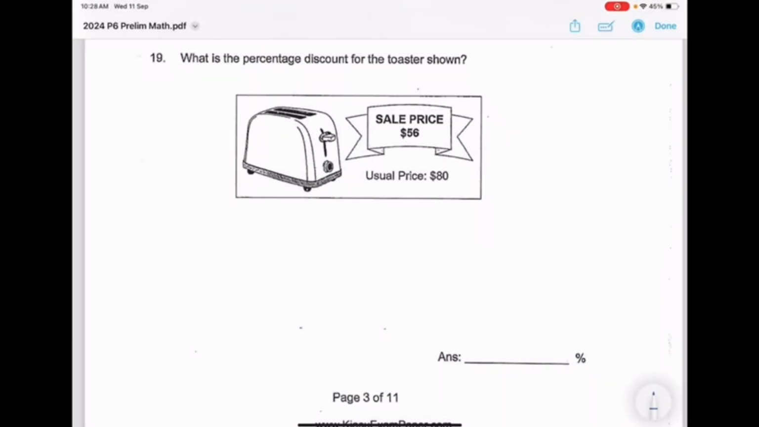Next question, question 19. What is the percentage discount for the toaster shown? Alright, from the picture we can see that the sale price is $56 and the usual price is $80. So first things first, what I want to do is to list out that my $80 equals to my 100%. And then now I have $56 equals to how many percent?